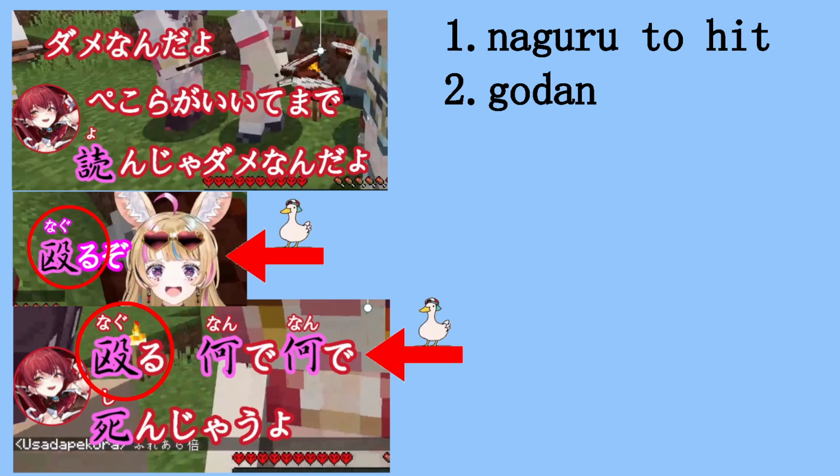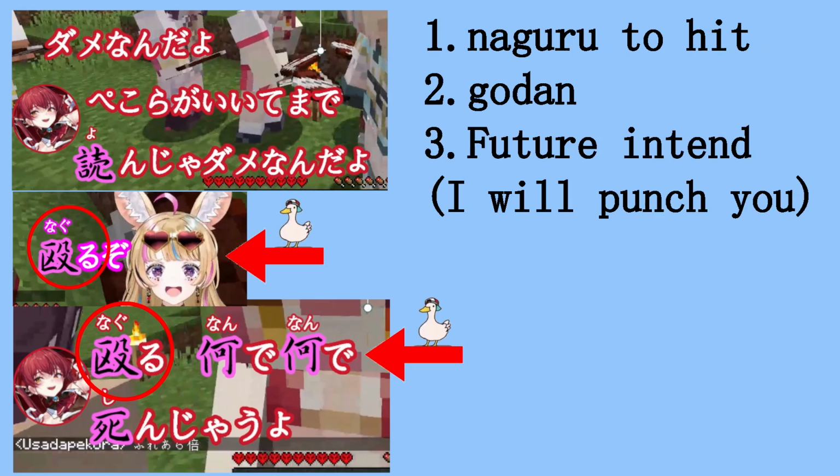And last question, why is the dictionary form used here? Well, Polka intends to punch her. I will punch you. So it is an intended action.